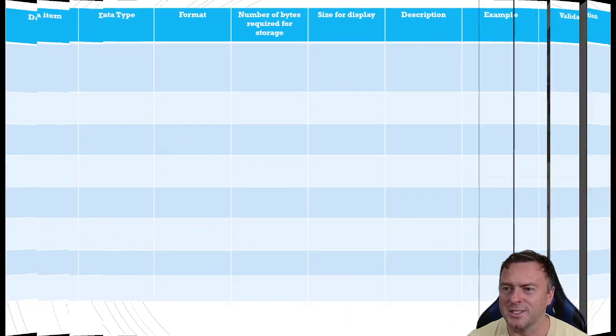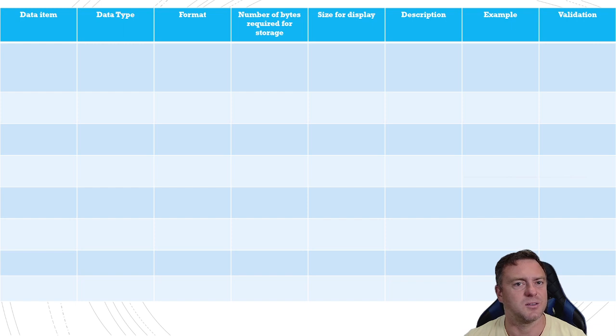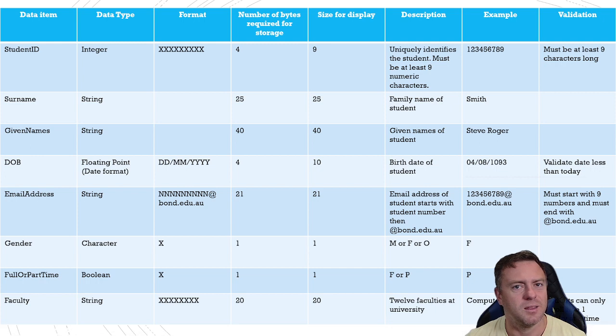Awesome. So what you should see is this. So you've got the data item, the data type, the format, the number of bytes required for storage, the size of display, description, example, and validation. My advice when practicing data dictionaries is to learn all 7, just so that you've got that skill set, so you're not so confused when it comes to the exam. And then this is what I built.